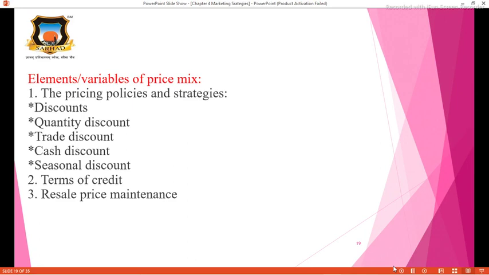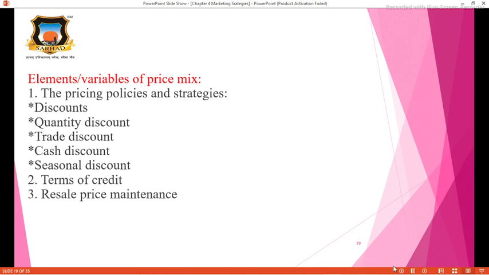So let us see the second variable, that is the terms of credit. The more the sales of a product, the more will be the production of the product. The larger the production, the more economies of scale the firm will be able to enjoy. It is a credit facility offered by various business houses that many times takes the demand to a level where the economies of scale can be enjoyed. If credit is not offered, then the size of the market would not increase and the economies of scale would not be enjoyed, and thus the production would not be worthwhile.